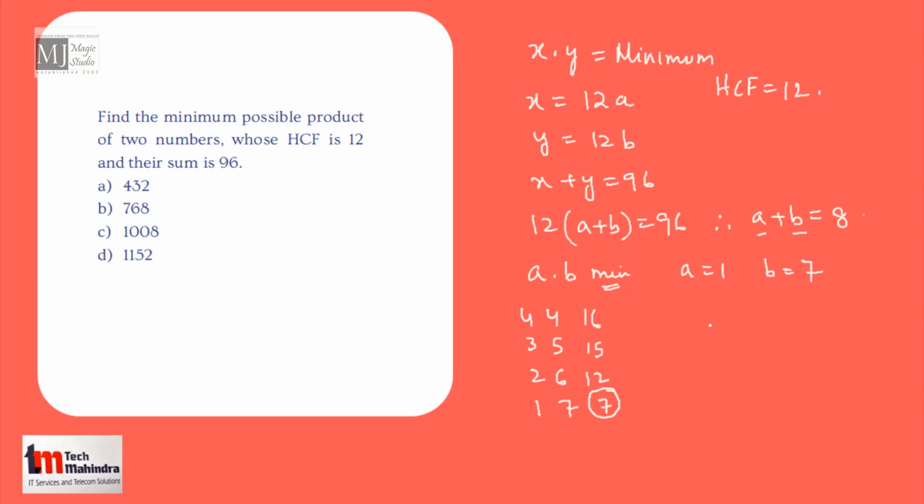Fine. So now what is the question? Find the minimum product of x into y. x is 12 into 1, that is 12, and y is 12 into 7, that is 84. So x into y is 12 into 84, that should be 1008. Option C fits in.